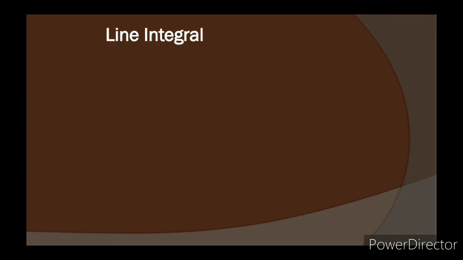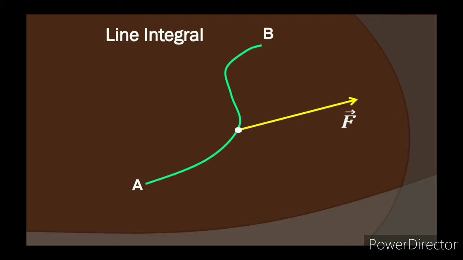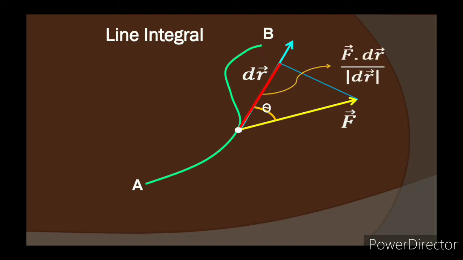Line integral. Let us take a line AB in a vector field and take any point on AB. Then at this point there is a vector f of the vector field. If r vector is the position vector of that point, then dr vector is the tangent vector to the line AB at the point. Now we take the scalar component of f along tangent vector dr, which is f dot dr divided by mod dr.